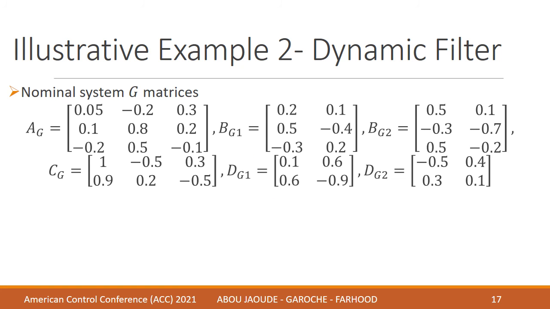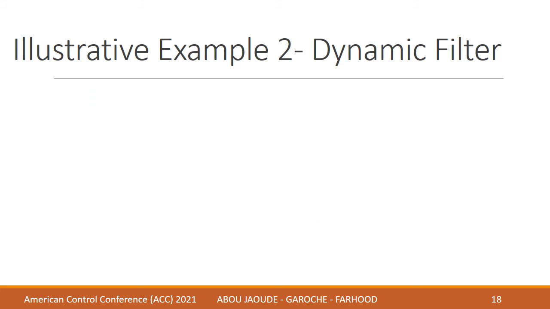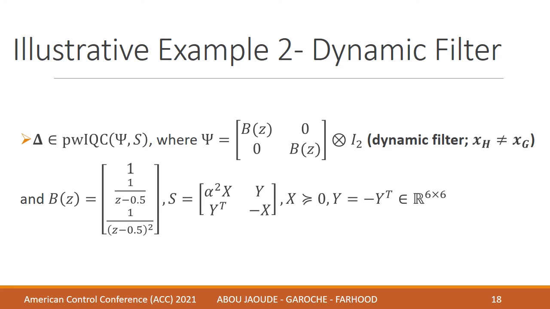Let us now consider a second illustrative example where the nominal system matrices are defined as shown and the uncertainty set delta is the set of static LTI operators that represent the multiplication in the time domain by an uncertain parameter delta whose absolute value is less than or equal to alpha. This set delta satisfies the pointwise IQC defined by the shown Psi and S. In this case, we note that Psi is a dynamic IQC filter.